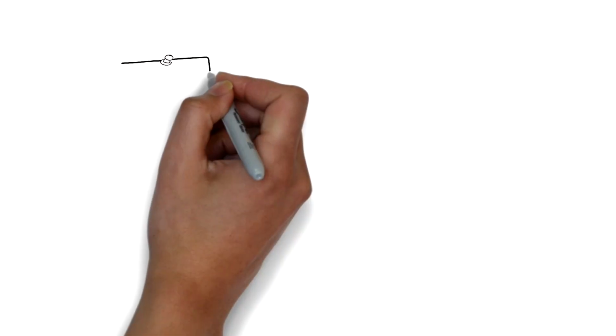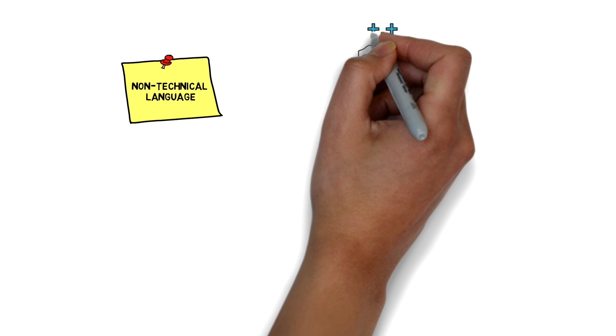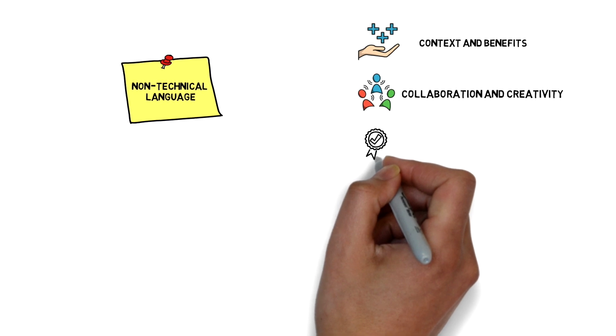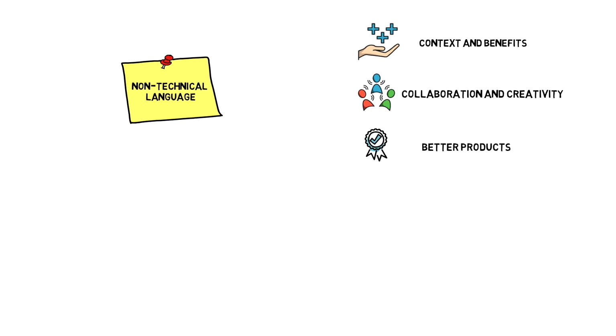User stories use non-technical language. It provides context for the teams and lets them define what benefits the product will bring to their target audience. User stories drive collaboration and creativity, and a better product overall. After reading a user story, the team knows why they are building what they are building and what value it creates.